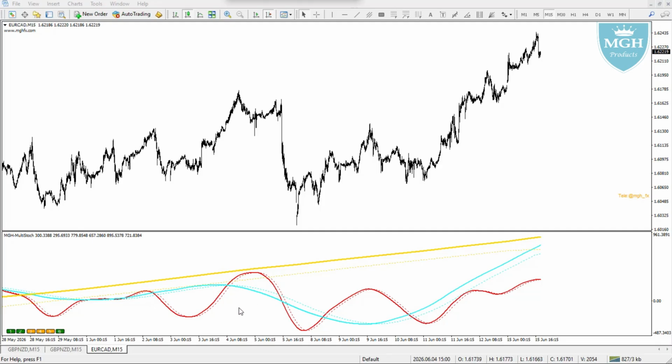I will show you 3 things today. First, the settings step by step. Second, the main features and how the indicator looks on the chart. And third, the most interesting part, how to use it to project the possible future waves of the market. I will show you a real example on GBPNZD. Let's start.